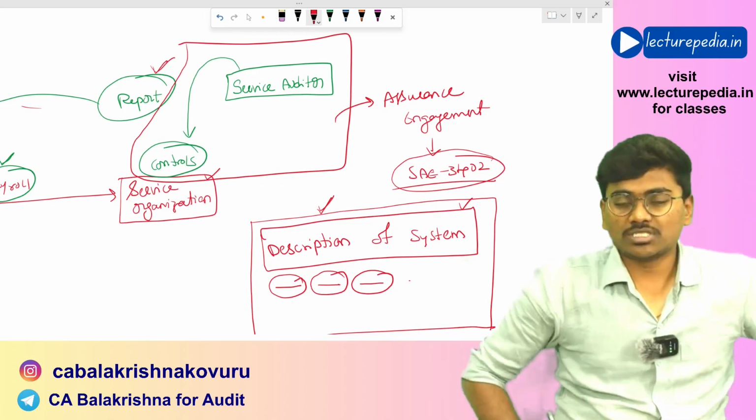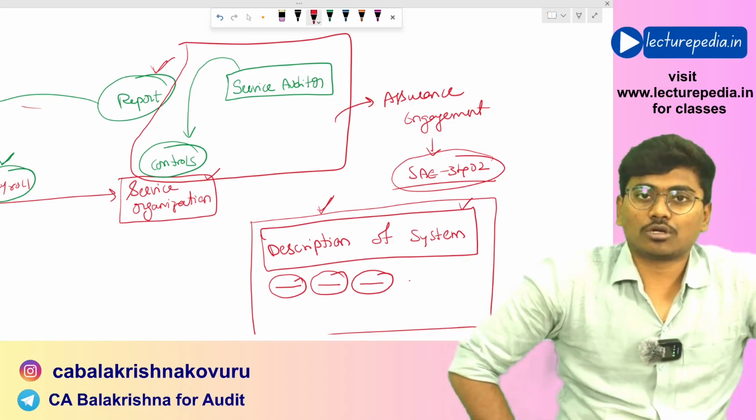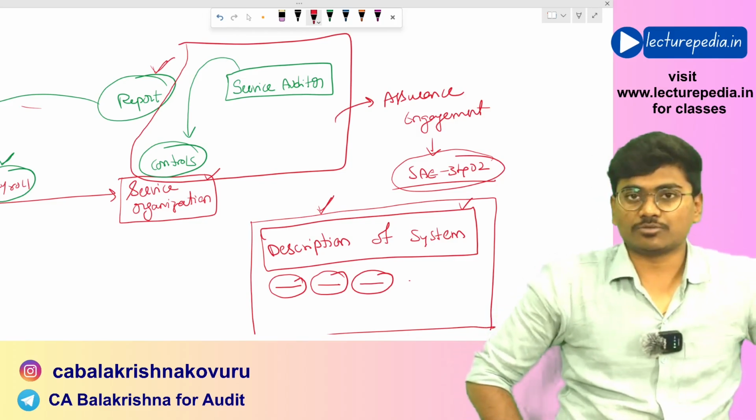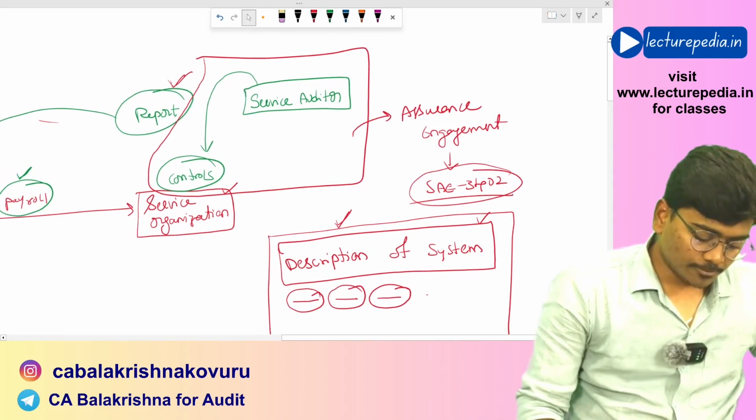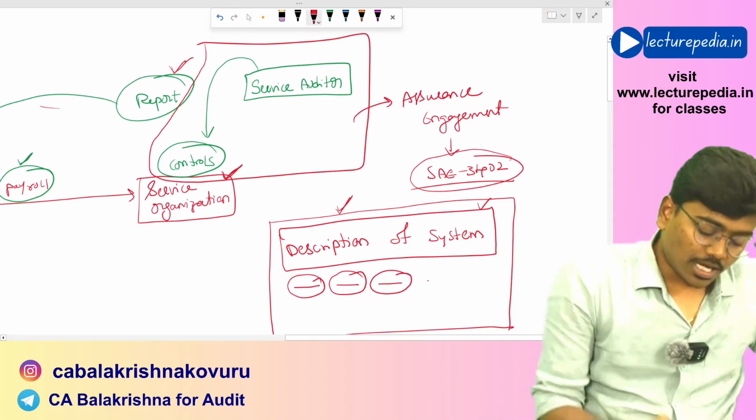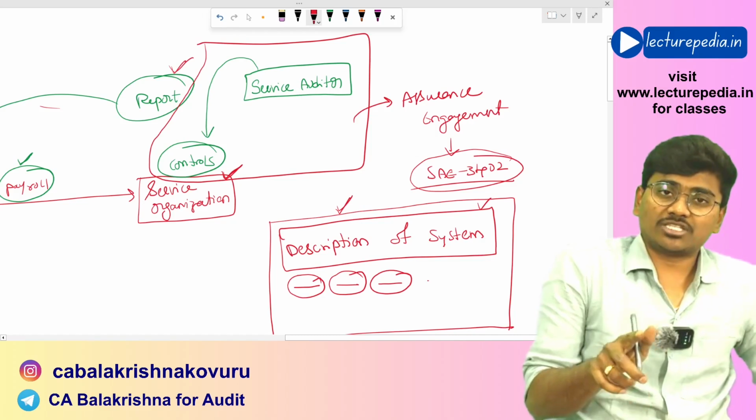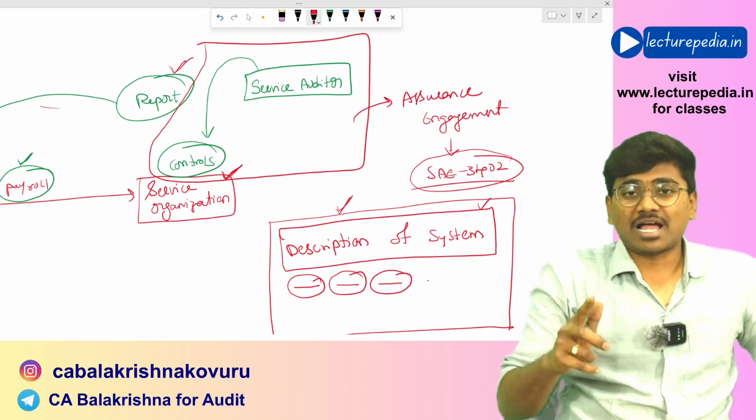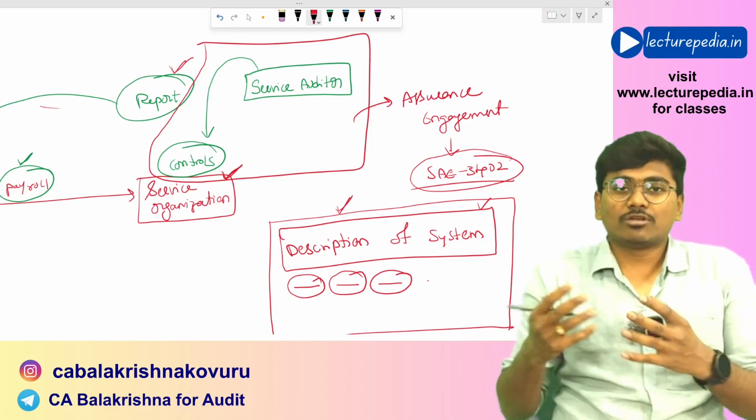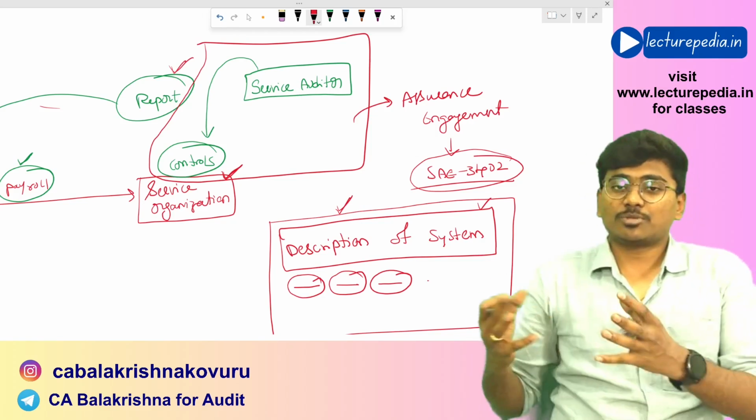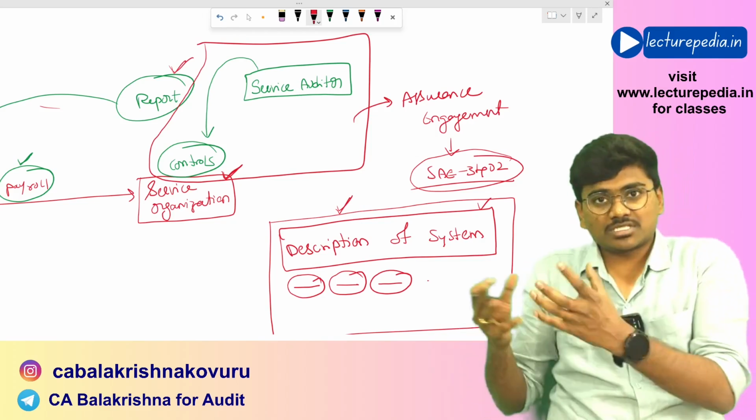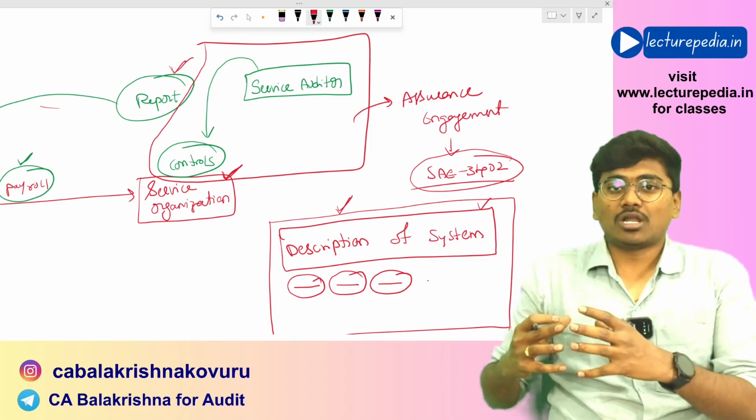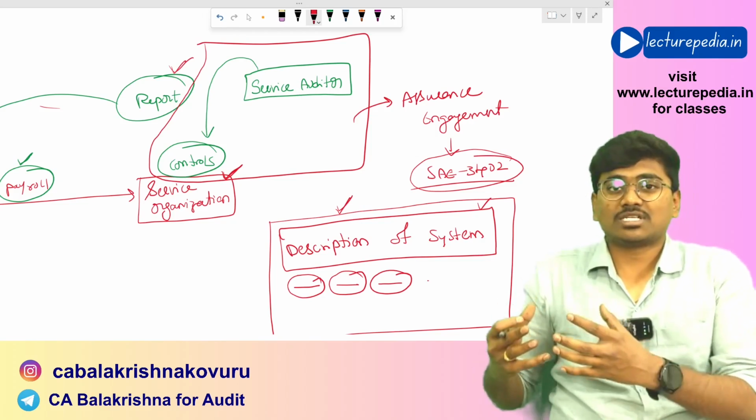However, there are two situations in which this SAE 3402 will not be applicable. What are those two situations? First situation: the service organization, apart from having controls with respect to the services it provides to the user entity, will also have its own controls, like preparing its financial statements, and processing the payroll of its own employees.